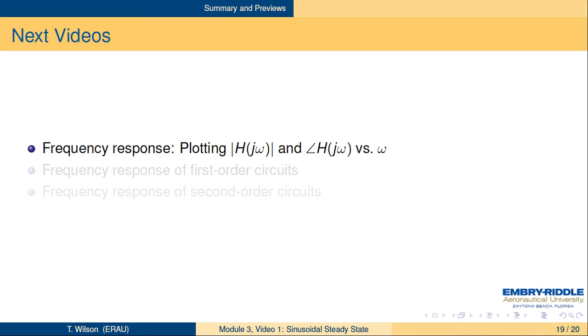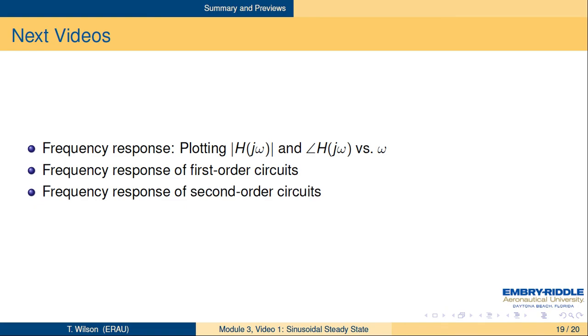So next videos, we'll talk about the frequency response, plotting the magnitude and the angle of H of j omega versus omega. That's how we'll learn to think about these things. Instead of doing them one frequency at a time, we'll usually do them over all frequencies, and we'll understand what they do for different regimes: low frequencies, middle frequencies, high frequencies. We'll do first order circuits, and we'll do second order circuits, and then we'll get into talking about how poles and zeros influence the shape of the frequency response.